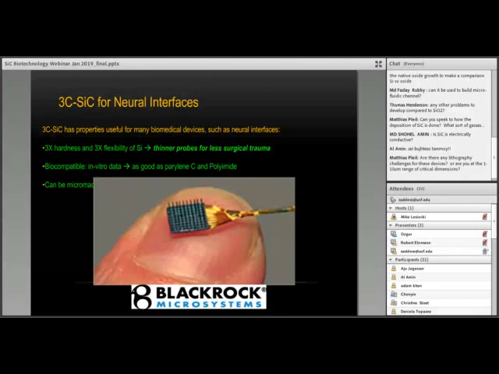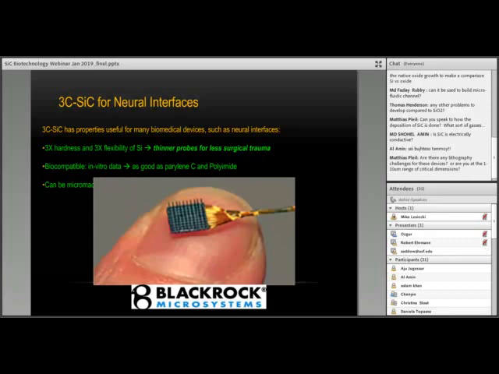This Blackrock array is the only array approved by the FDA in the United States for use in humans. It's been used to really help a lot of people out. So we're looking to make a more robust, more neurocompatible version of this device right here using silicon carbide.